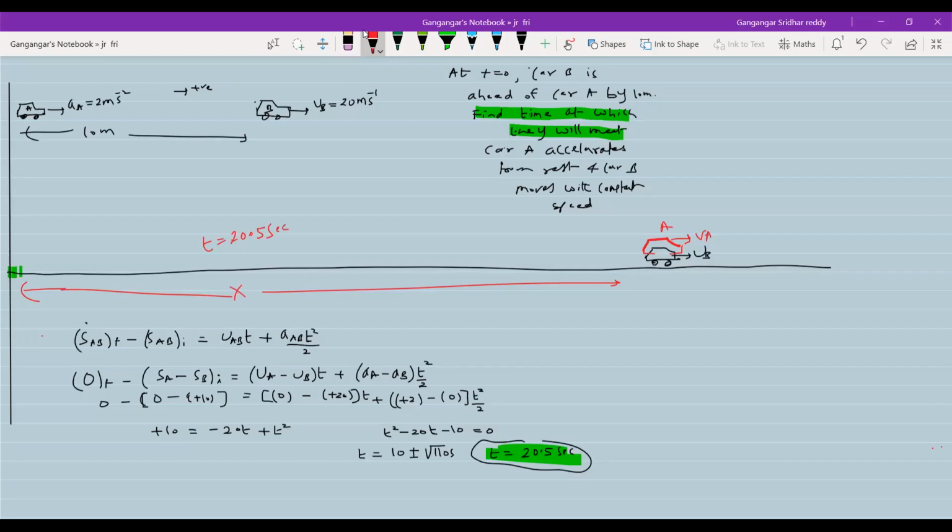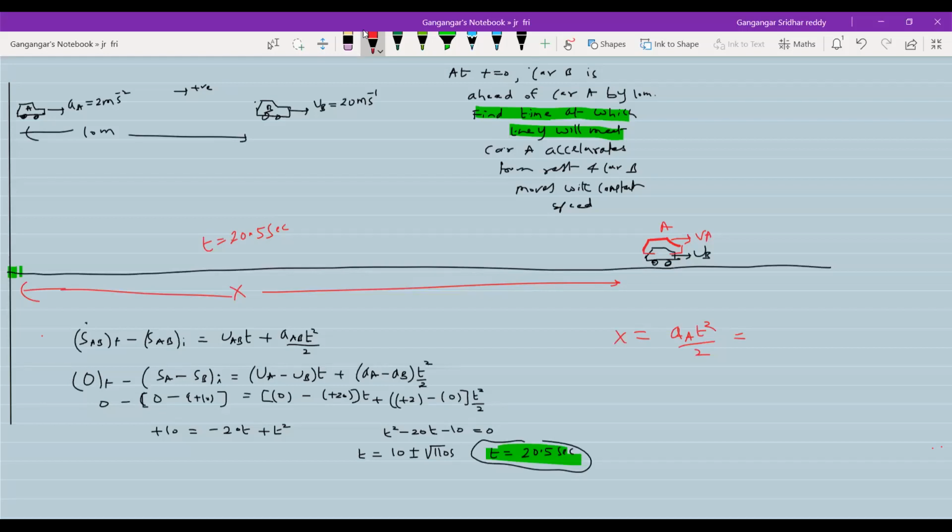What length of the road does car A have to cover to catch car B? So can we calculate that? X equal to acceleration of car A, t square by 2. Is that okay? What length of the road does car A have to cover to cross car B? That is what is being asked. So you can apply this and work it out here.